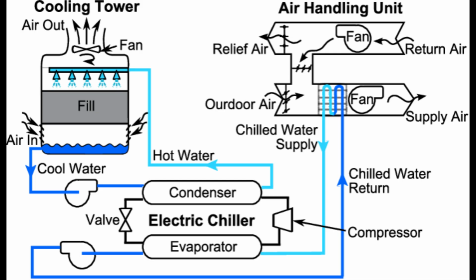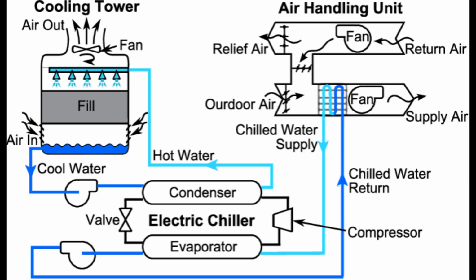1. Electric chiller. Evaporator. This is where the cooling process begins. Chilled water from the air handling unit, AHU, returns to the evaporator. Inside the evaporator, a refrigerant absorbs heat from this returned water, causing the water to cool down and the refrigerant to evaporate, turn into a gas. The cooled water is then sent back to the AHU as chilled water supply.